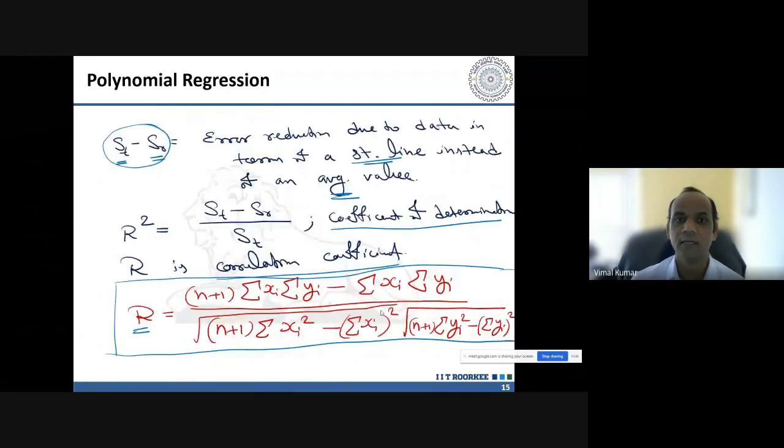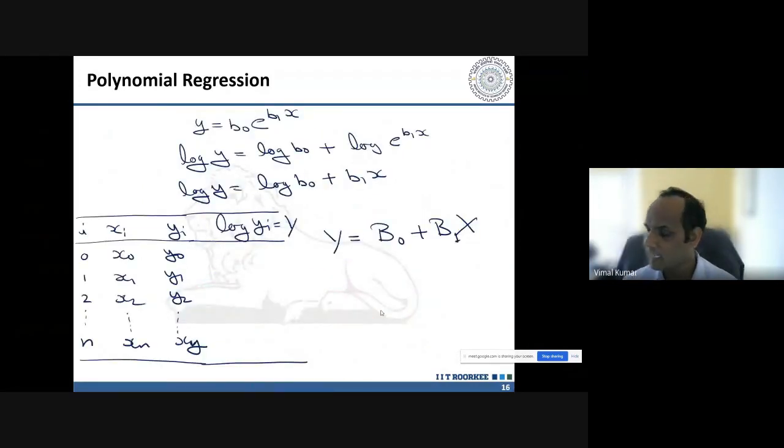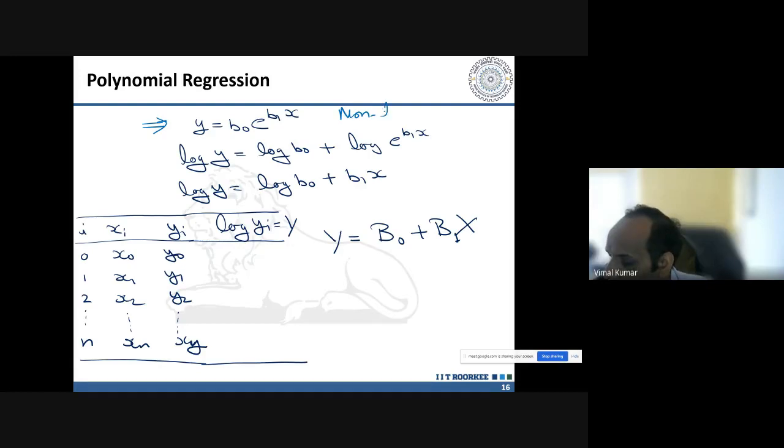Instead of a straight line, let's say we assume a function like y is equal to b0 into exponential b1x. This is something like an exponential function, I assume, for the same data. How do I solve this? This is a non-linear equation. How do I solve this?